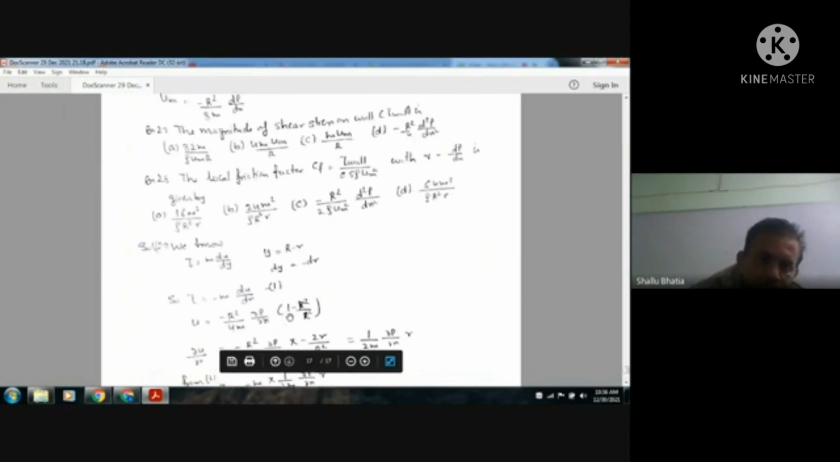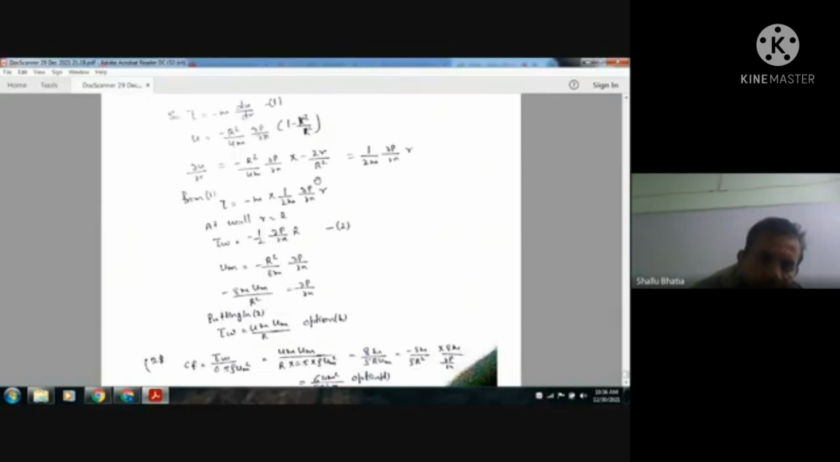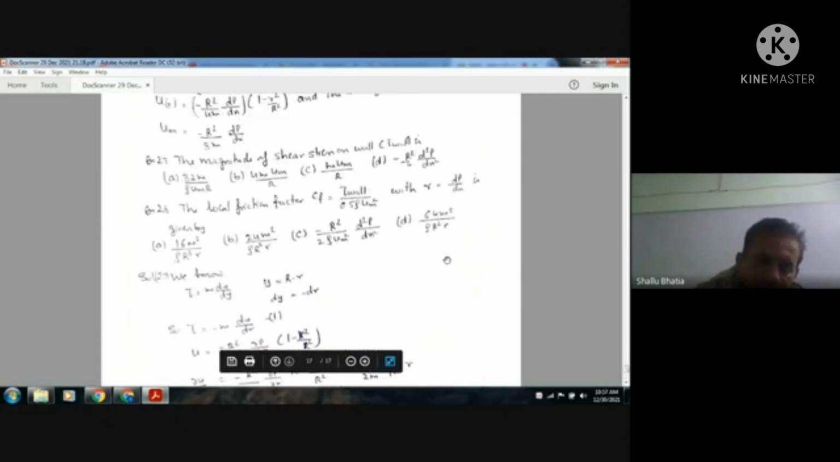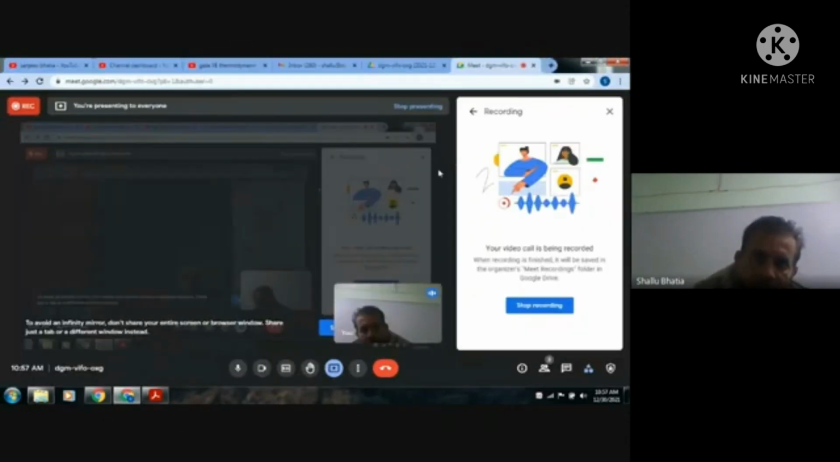Now Cf is given as tau wall by 0.5 rho um square. um is also given, and tau wall we have calculated. So we can put these values, and we get option B as the right answer. Okay. This is all about the question paper of GATE 2007 XE fluid mechanics. Thank you.